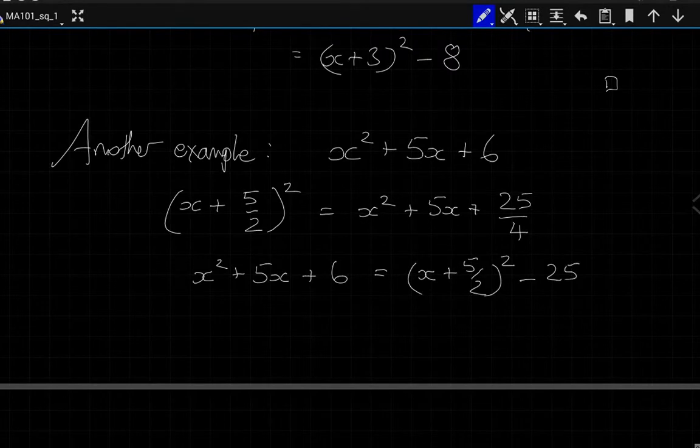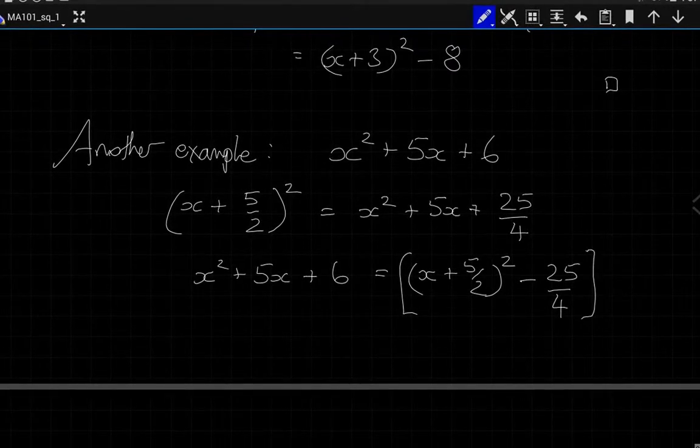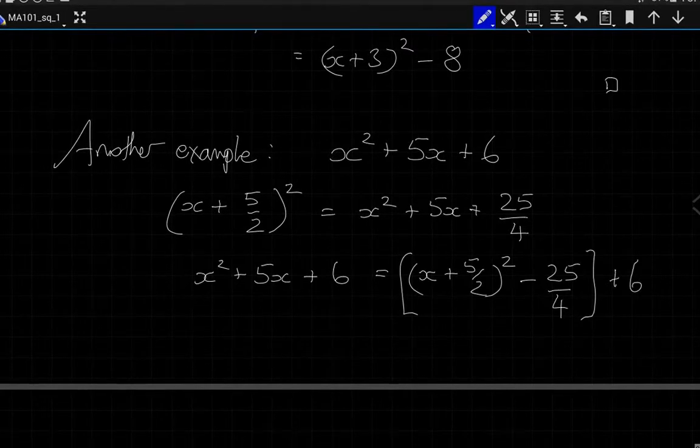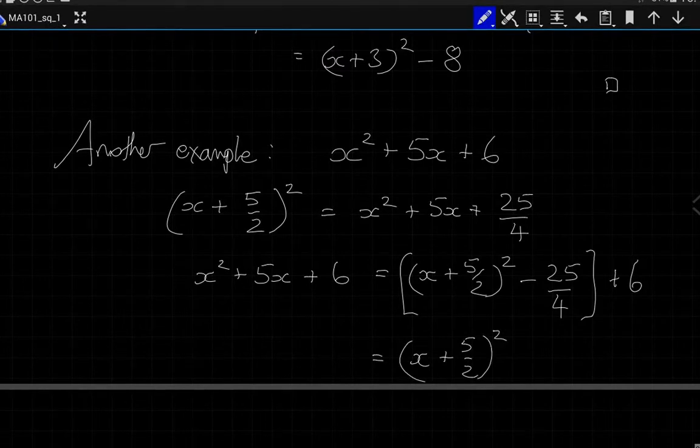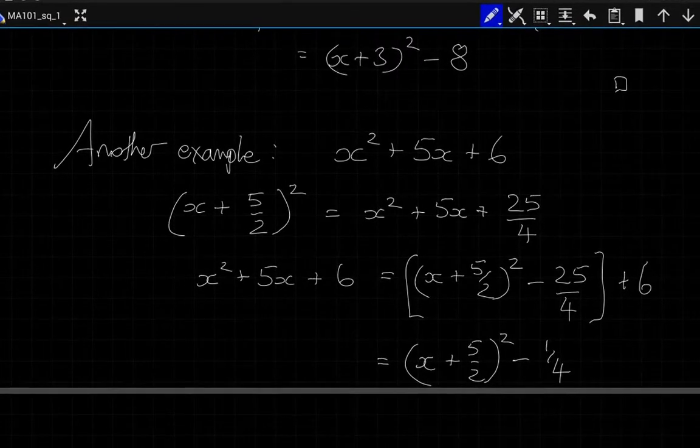I take off the 25 over 4, so here's my completed square bit, and then I add on 6. So x plus 5 over 2 squared minus 25 over 4 plus 6. 6 is 24 over 4, so this is minus 1/4.